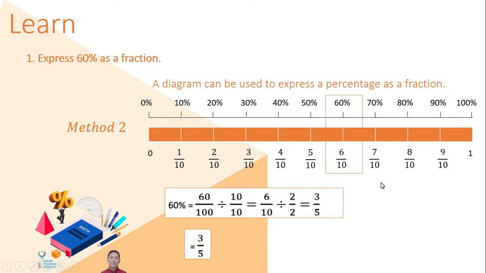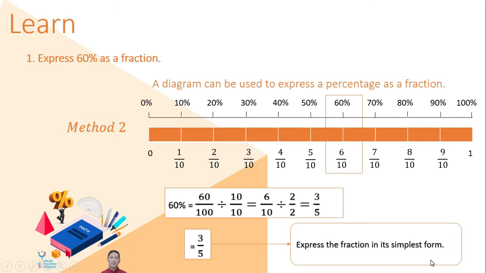Now, if you are going to locate that 60% in terms of fraction, that is equivalent to 6 all over 10. And if we are going to calculate that, 60% equals 60 all over 100. If we divide this 60 all over 100 by 10, it will give us 6 all over 10. And if we are going to divide further 6 all over 10 by 2, then it will give us 3 all over 5. And our final answer would be 3 all over 5 in its simplest form.